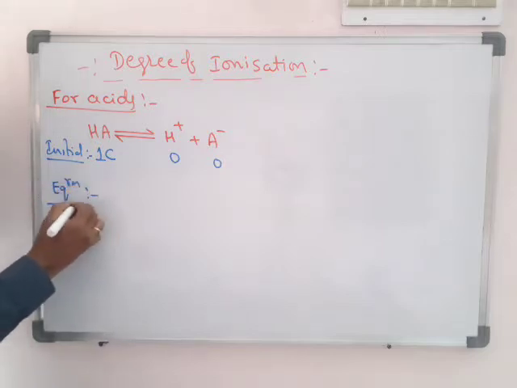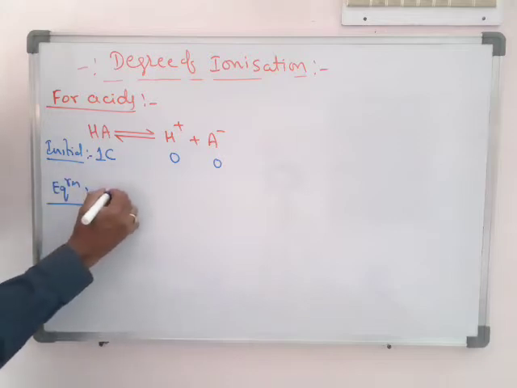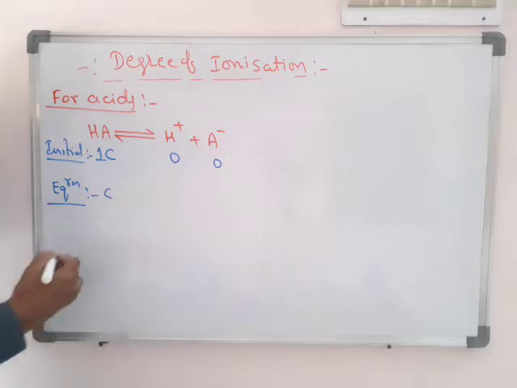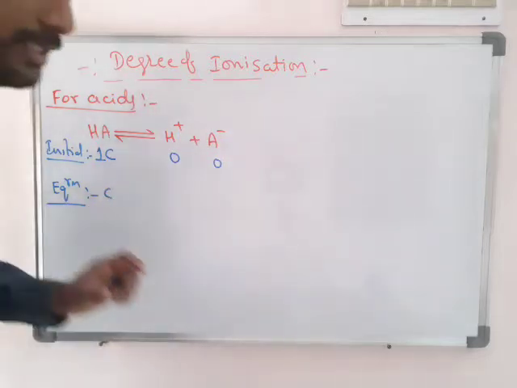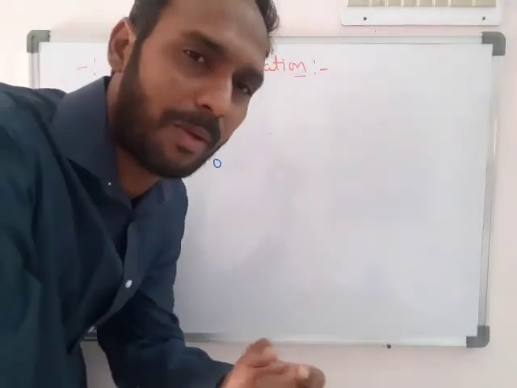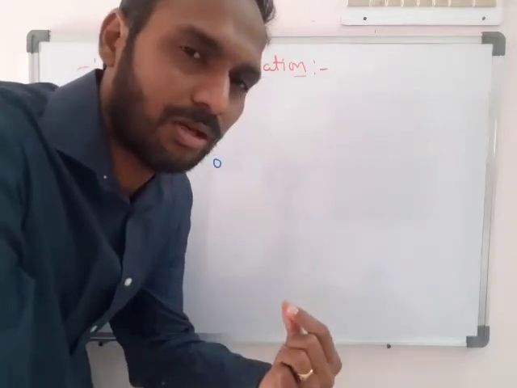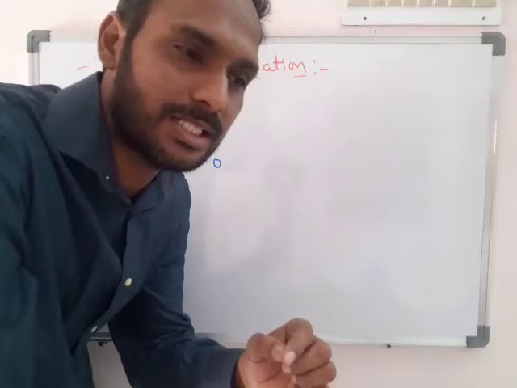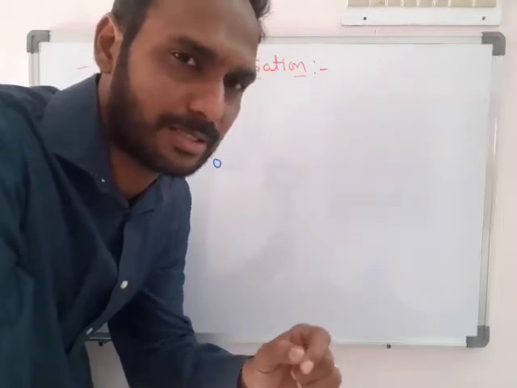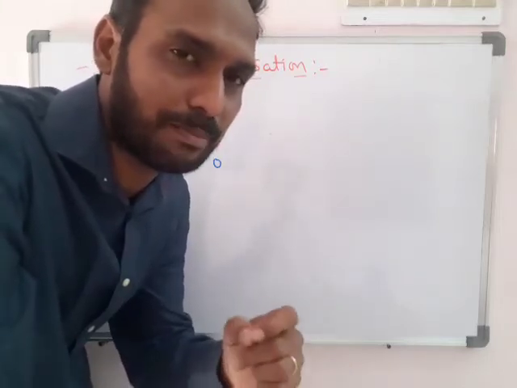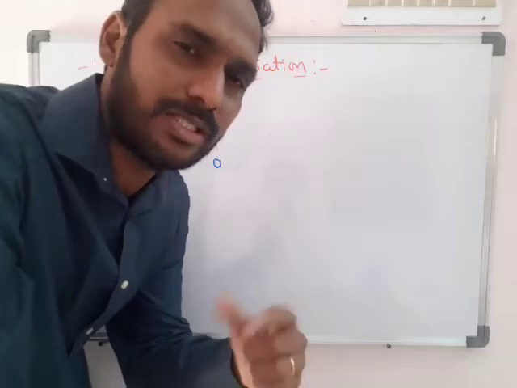So at equilibrium, after dissociation, we can write the ICE table. Generally in the problems we write minus x and plus x for the compounds. In the reactants generally we use minus x. In the product we use plus x. So it's the general problem.